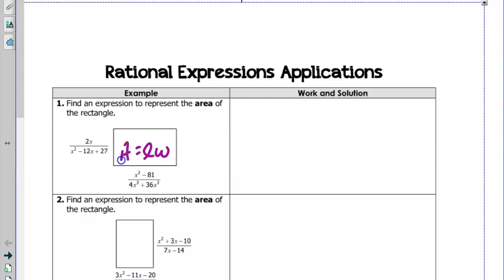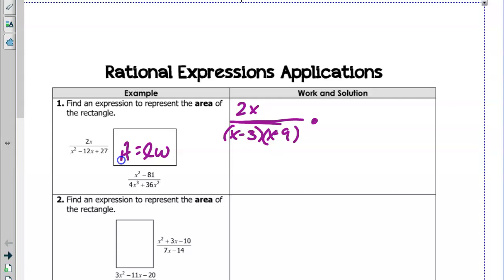So we're going to multiply each of these fractions together. Over here we're going to do 2x. And then let's see if we can factor x squared minus 12x plus 27. It'll be x plus 3, and x minus 3, or x minus 5, sorry. Very good, we factored this bottom part. Now we're going to do the other fraction.